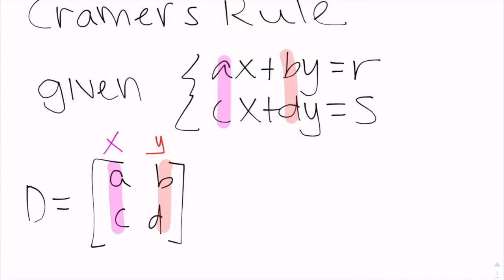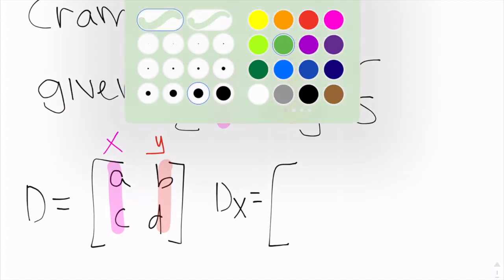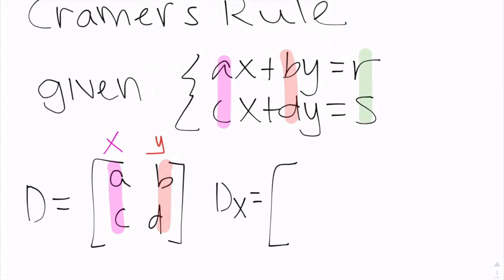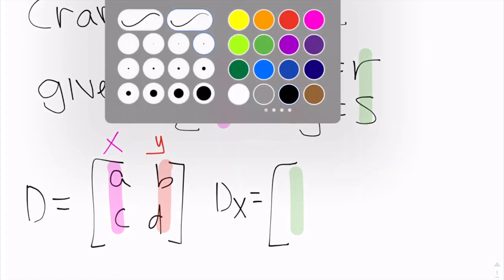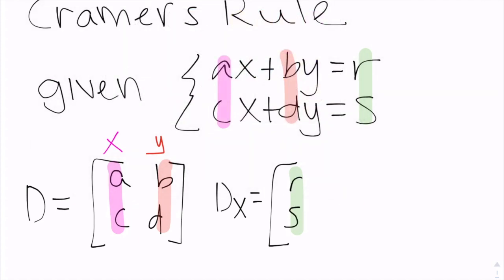And then you're going to have matrix D sub x, which is where you're going to actually take your constants here, and you're going to replace the x column with those constants. And then your y column will stay the same.